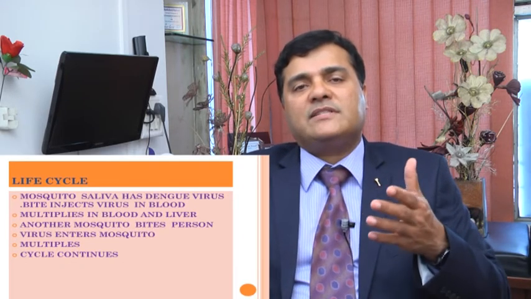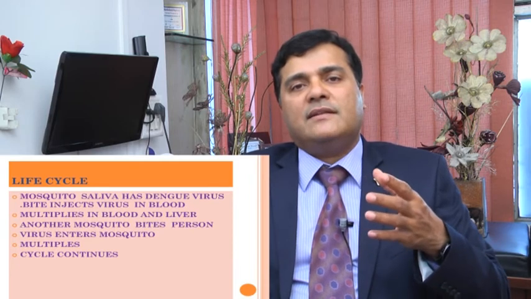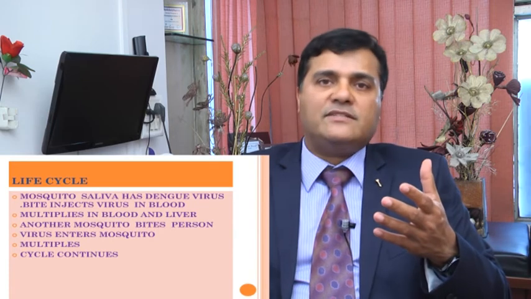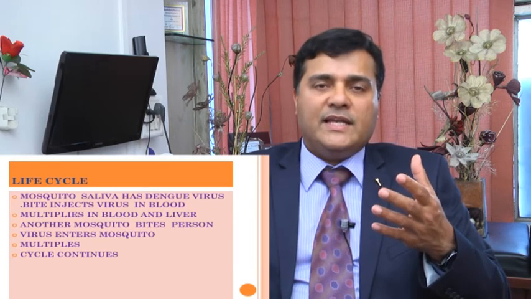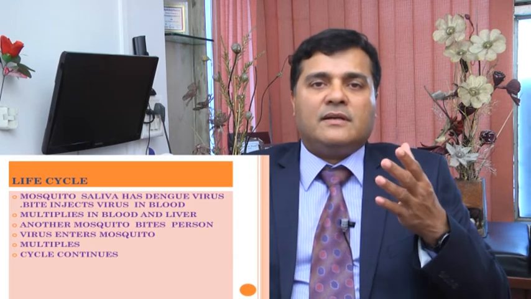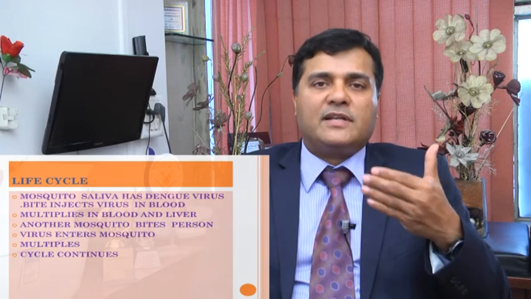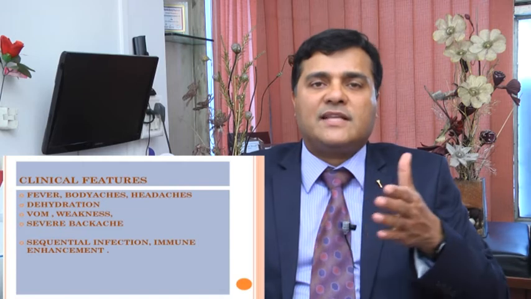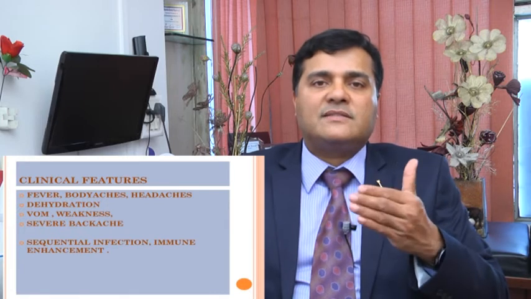So what happens in dengue fever is what is called immune enhancement, and that enhancement of immunity is what results in very severe clinical features when the second virus enters the human body through the mosquito bite. Therefore, if there are different combinations of viruses entering at different times, you get the clinical picture of dengue.